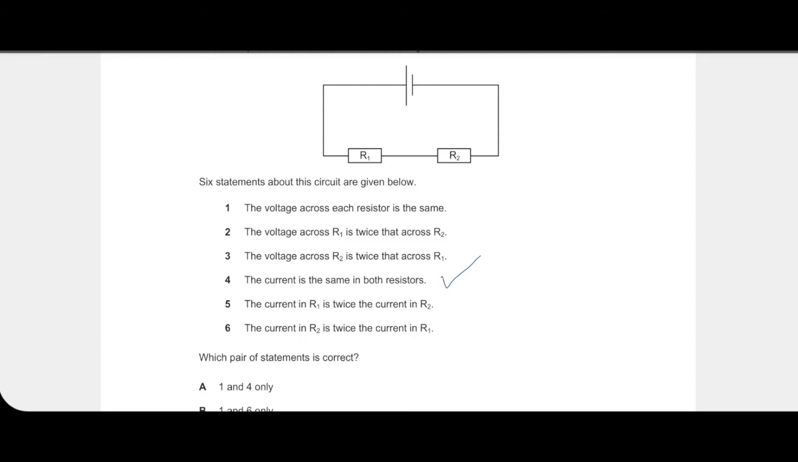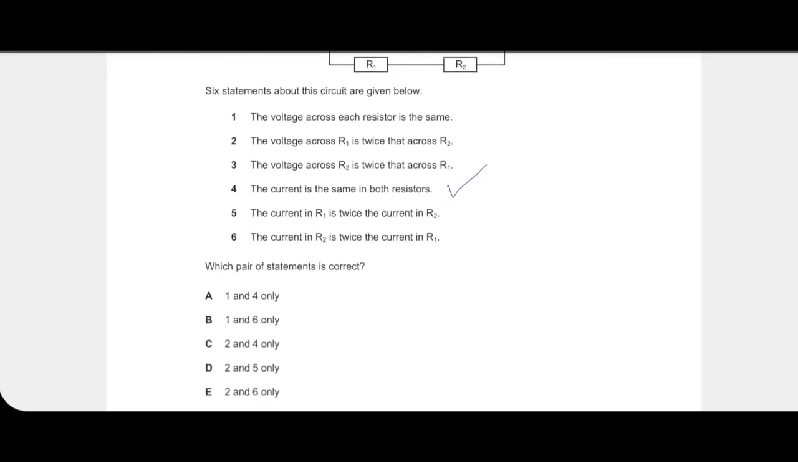Now, you're going to use Ohm's law. V equals IR, where V is voltage, I is current, R is resistance. Since the current is the same across both resistors, and R1 has twice the resistance of R2, R2 will have half the voltage drop as R1. And therefore, C is the correct answer.